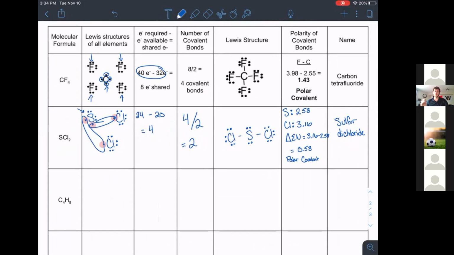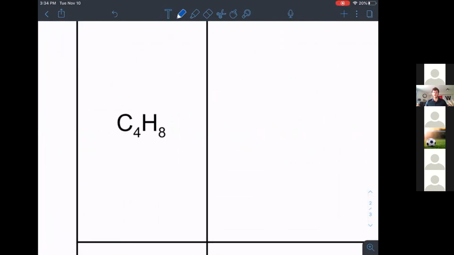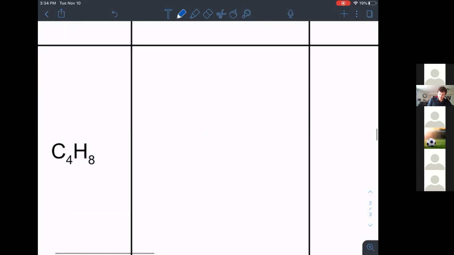All right, we're going to do one more together because the next one does get a little tricky, especially with the fact that there's 4 and 8. So there's not just 1 and then 1. So this one's going to get a little trickier. So let's draw out all of our carbons and our hydrogens.